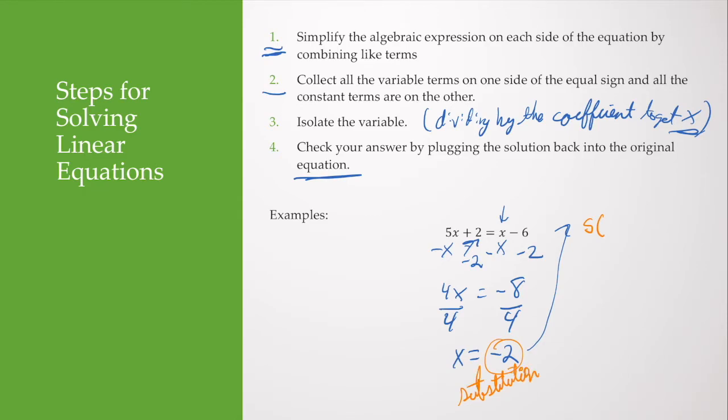Substitution. So I've got 5 times negative 2 plus 2 equals negative 2, which is my x, minus 6. So I have negative 10 plus 2 is negative 2 minus 6. I get negative 8 is negative 8. That checks out. We found our correct solution.